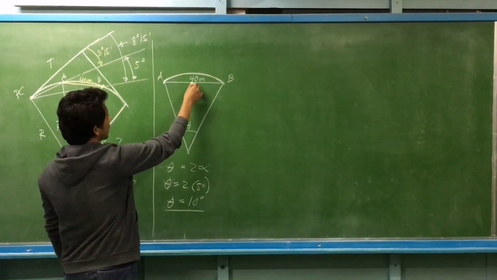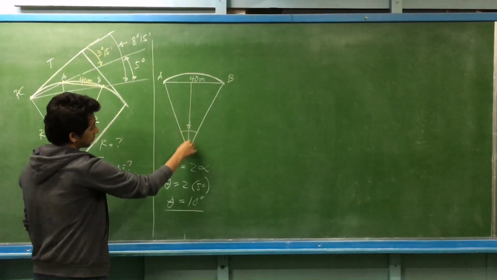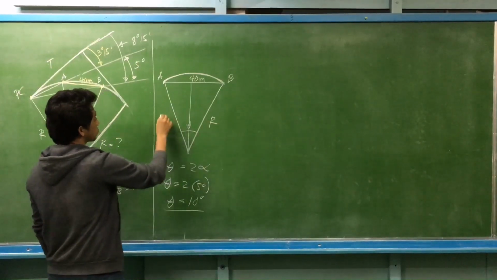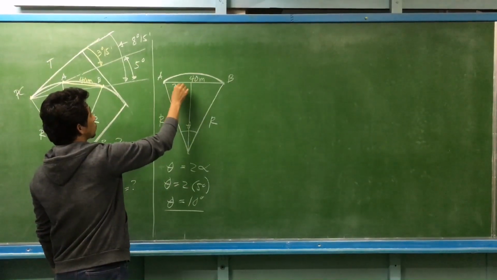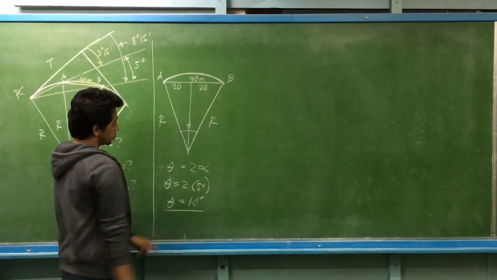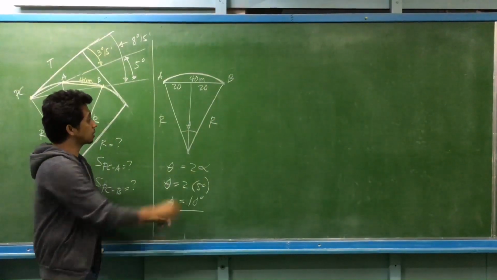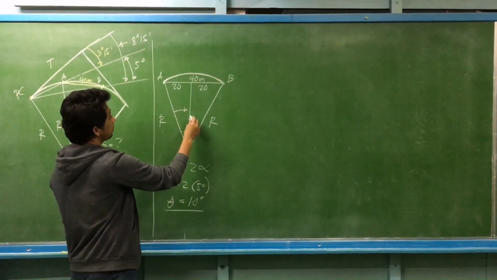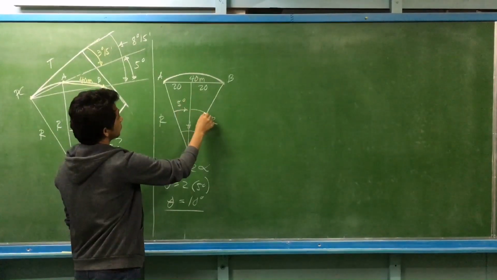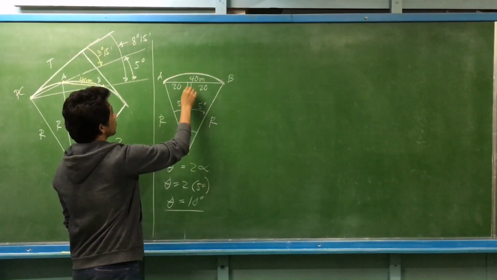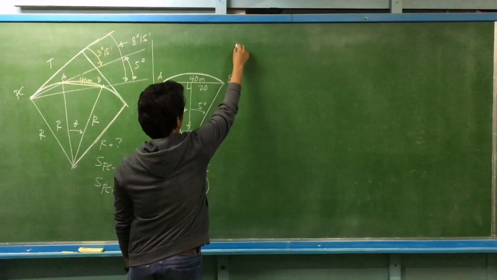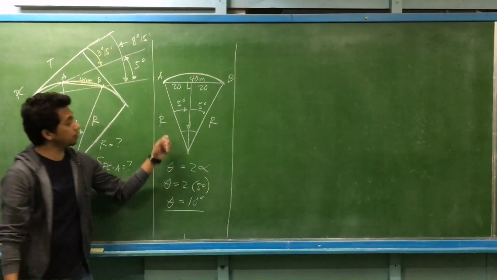Kaya lang, ang gagawin lang natin is hahatiin lang din natin ito. This is radius. Kalahati nito is 20. So supposedly this is 10 degrees. Kaya lang, consider lang ulit natin yung kalahati. 5 degrees, 5 degrees. And this is a right angle. So how to compute for the radius?